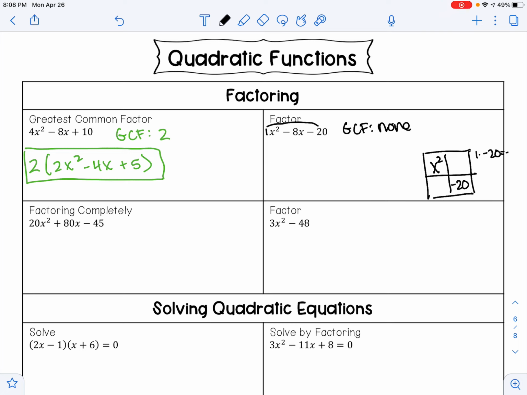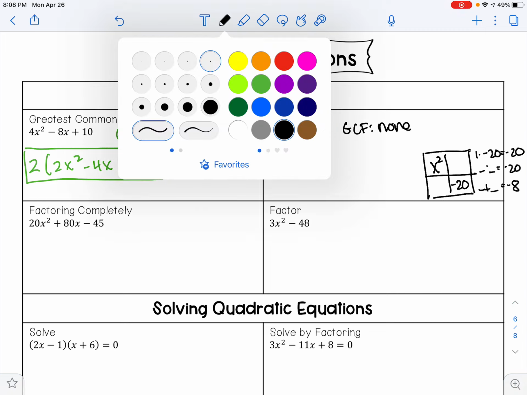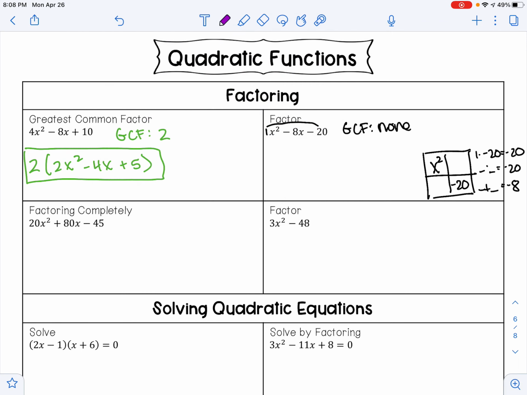You always want to multiply your first number by your last number. 1 times negative 20 is negative 20. So that means that I'm looking for factors of negative 20 that add to negative 8. And those factors are negative 10 and positive 2. Remember, order does not matter when you plug these numbers into the box.